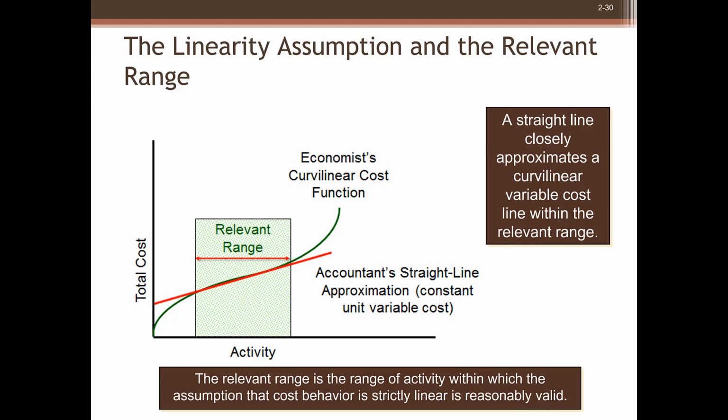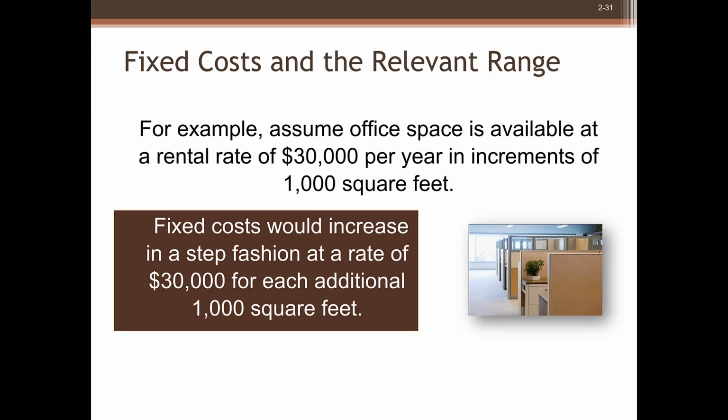But economists point out many costs which accountants classify as variable costs actually behave in a curvilinear fashion. Currently in accounting, within relevant range, we use a straight line to approximate a curvilinear variable cost line. Fixed cost and relevant range. Let's take a look at the example here.